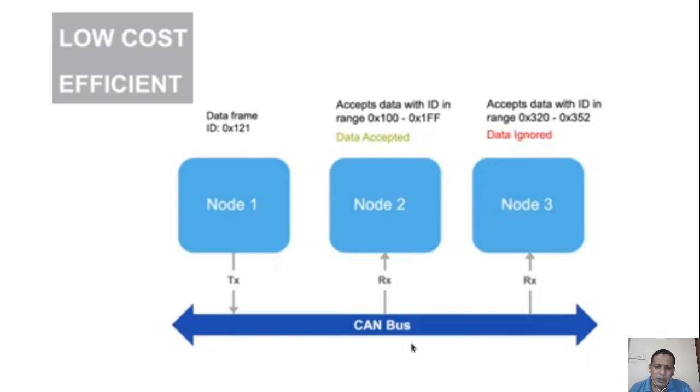CAN bus is actually a twisted pair wire terminated at the two ends by a 120 ohm resistor. Here we will use a 120 ohm resistor, and here also we will use a 120 ohm resistor for termination, and this twisted pair wire is the CAN bus. We can connect as many as 70 devices to a CAN bus.